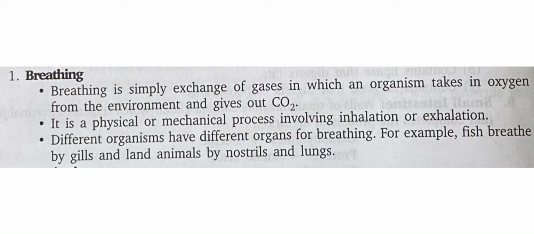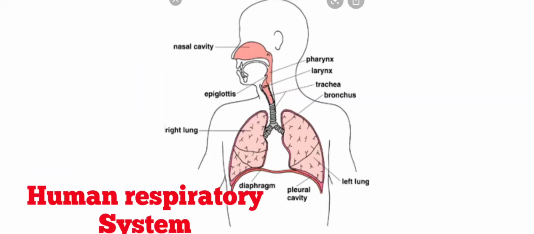Different organisms have different organs for breathing. For example, fish breathe by gills, and land animals by nostrils and lungs. So students, let us study respiration in human beings. We'll try to understand it with the help of an example.